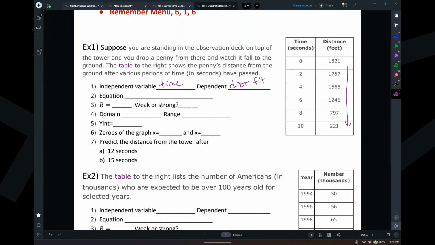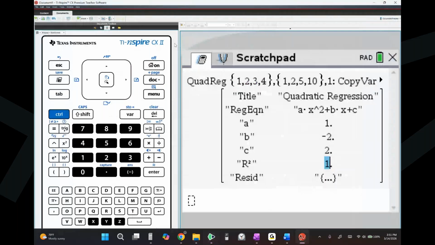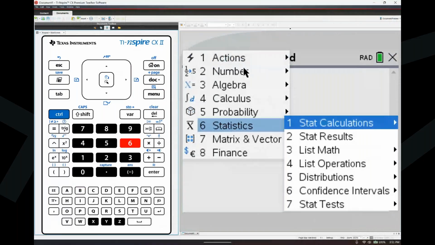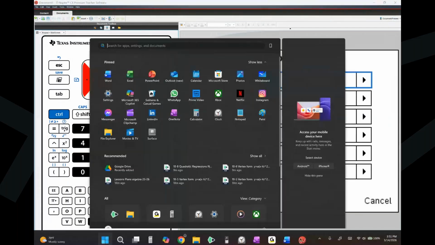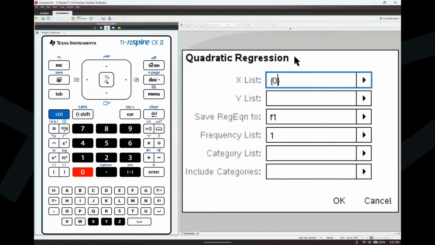All right, so the equation. How do we get the equation? Well, real simple. We're going to doc B first, right? We're going to do menu 616, open up a set. All right, we're going to type in those numbers, right? 0, 2, 4, 6, 8, 10.